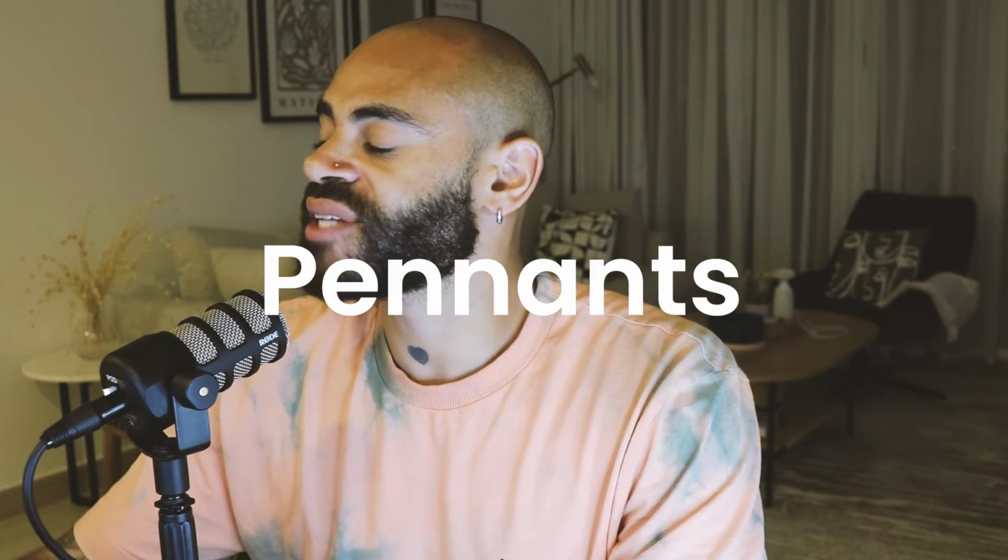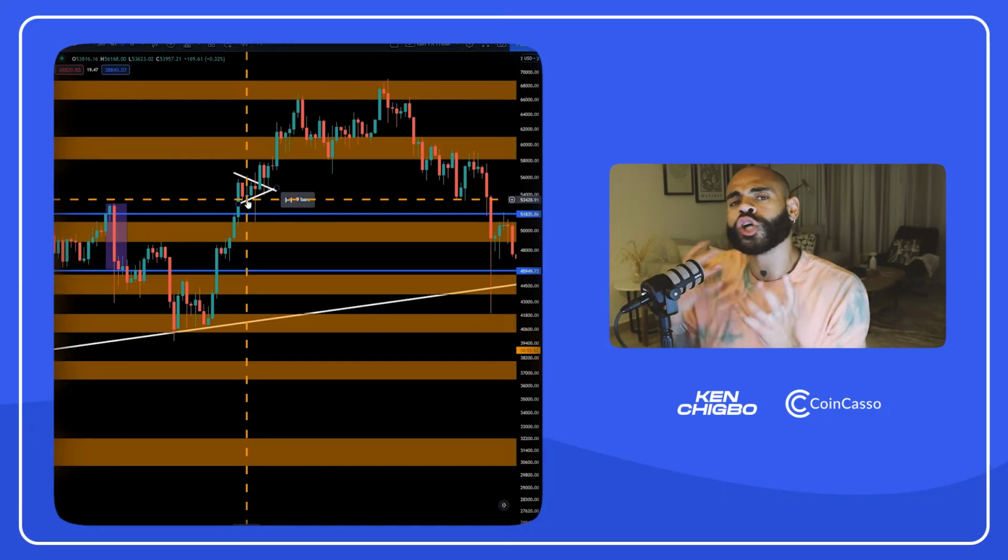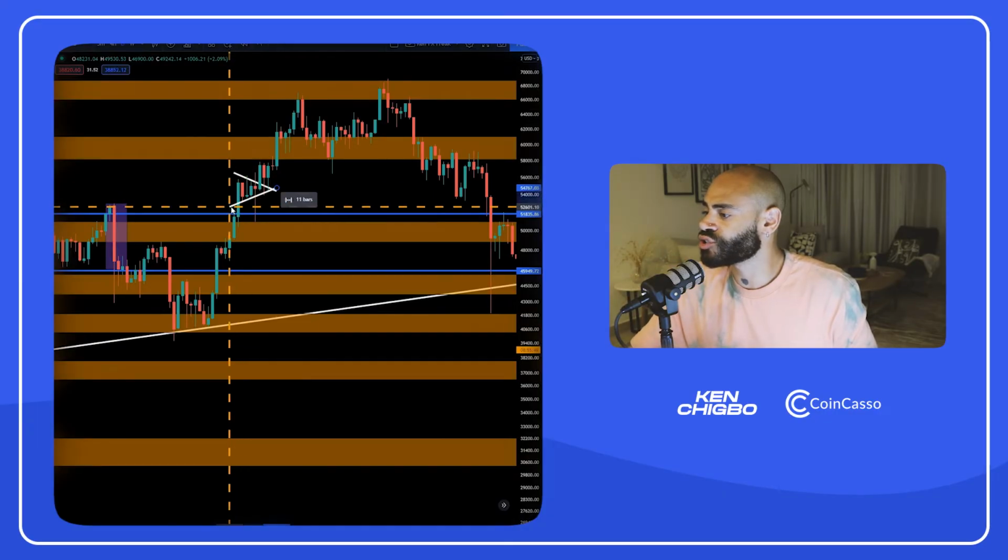And then we've also got pennants. Now, pennants are similar to flags, but they're just a little bit more triangular. So you can see this triangular structure here.